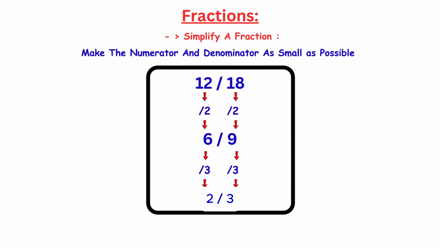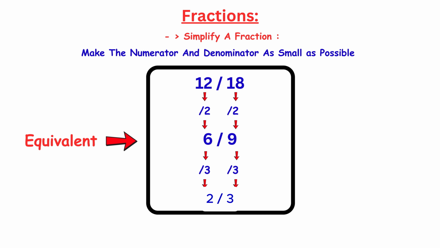If we visualize them as rings, 12/18 represents a ring divided into 18 sections, with 12 shaded. 6/9 means the ring is split into 9 sections, with 6 shaded. 2/3 means it's split into 3 sections, with 2 shaded. Despite different divisions, the shaded area remains the same, proving these fractions are equal.